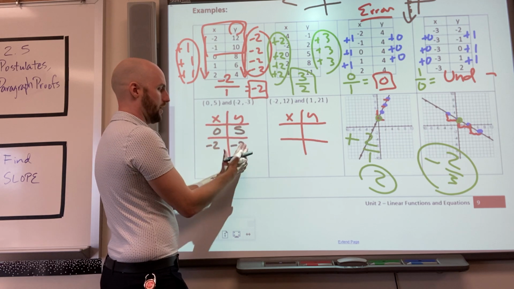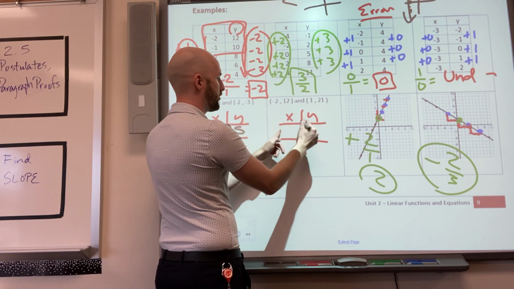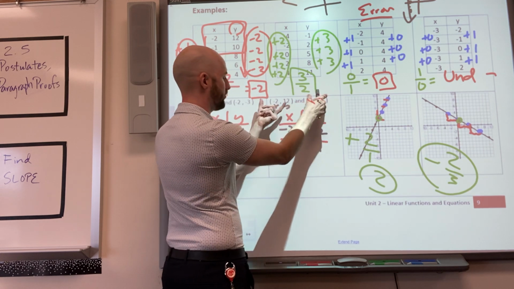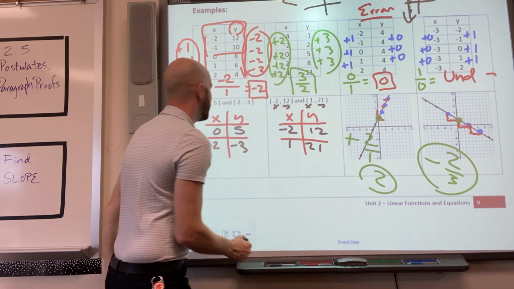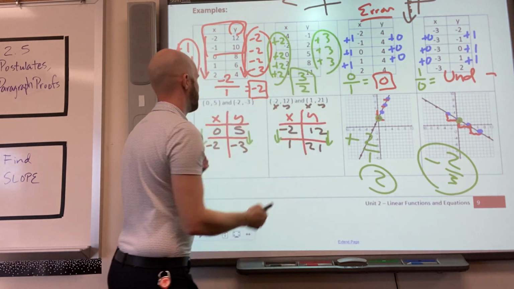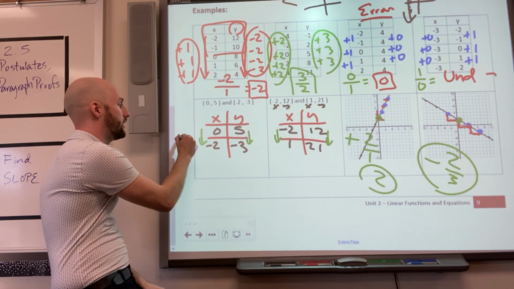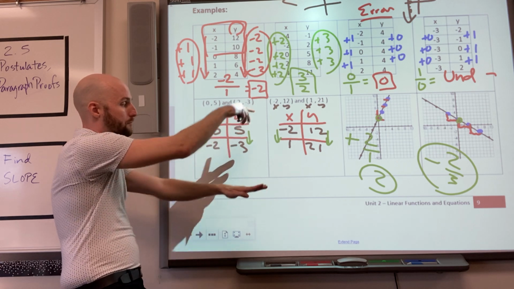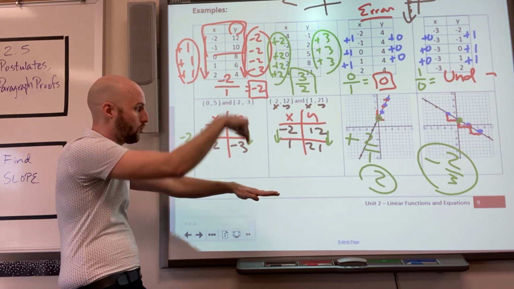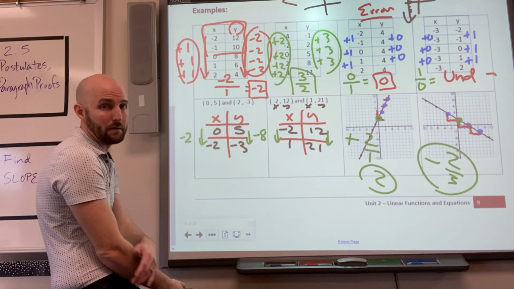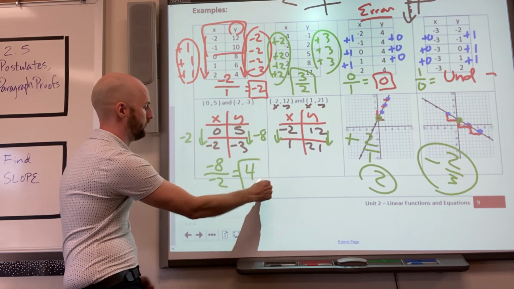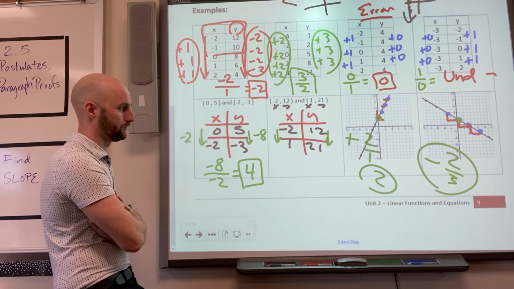X, y, x, y. Same here. The first point is minus 2 and 12, 1 and 21. Okay, this is x y, x y. So let's put one table. Okay, what is the count? Tengo que leer hacia abajo. Igual de aquí, tengo que leer así. From 0 to minus 2, se bajó 2 espacios. From positive 5 to negative 3 se bajó 5 y también 3 se bajó 8 espacios. It went down 8 spaces. Y divide x is positive 4. This is the slope.